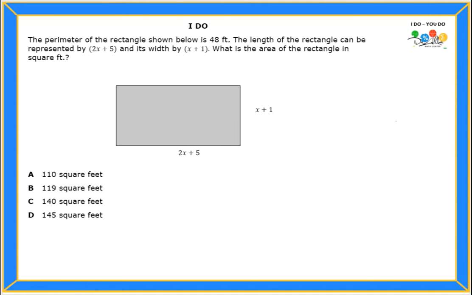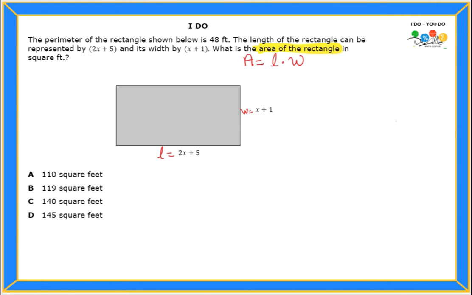So what am I looking for? Well, I'm looking for the area of the rectangle. Let's see if we remember the formula for that to begin with. Area for a rectangle is length times width. So I need to find the measurement for the length and the width. But I do notice right now that the length of my rectangle is represented with the expression 2x plus 5, and the width is represented with the expression x plus 1.